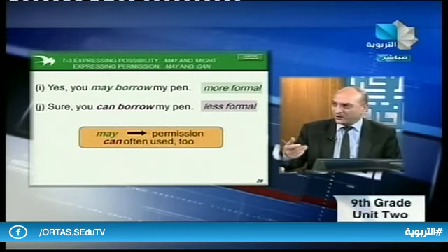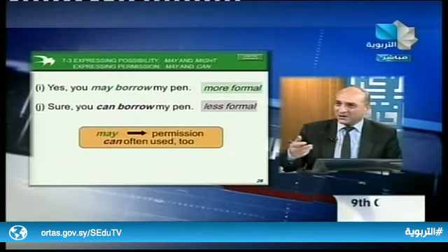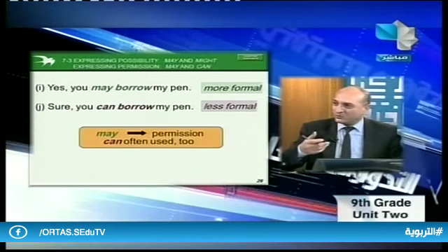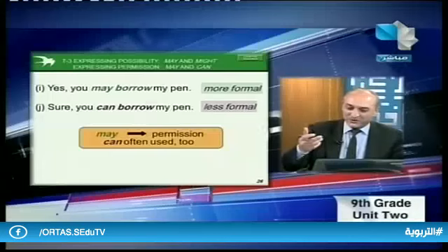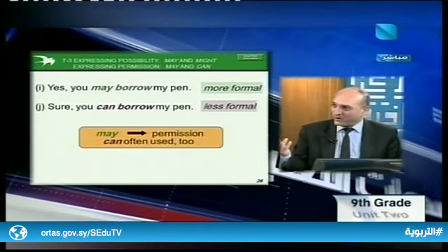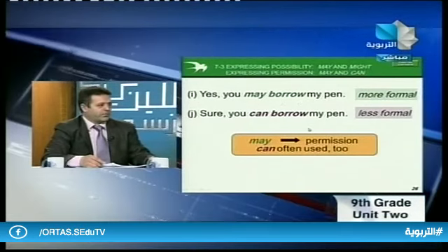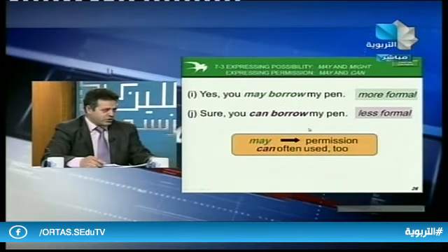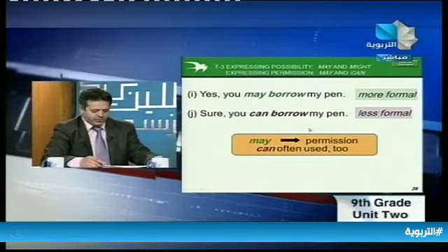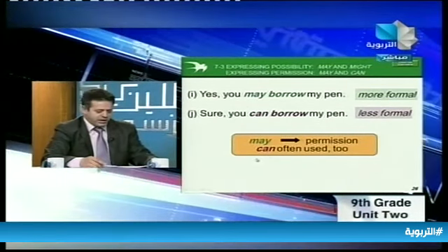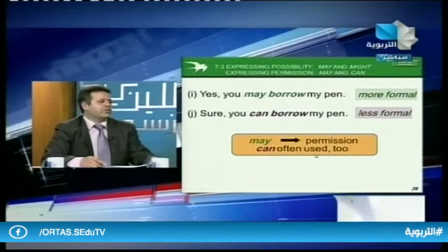The relationship between you and your friend is not formal. He is your close friend, so there is no need to speak with him in a formal way. So we use can for permission in informal language. For example, you can borrow my pen, and in formal English we can use may: you may borrow my pen.